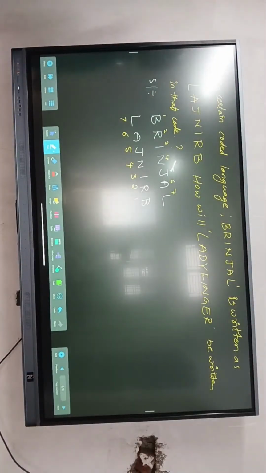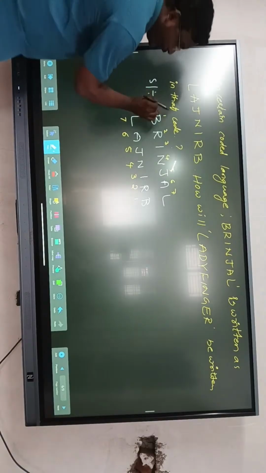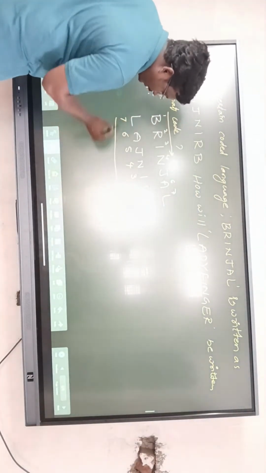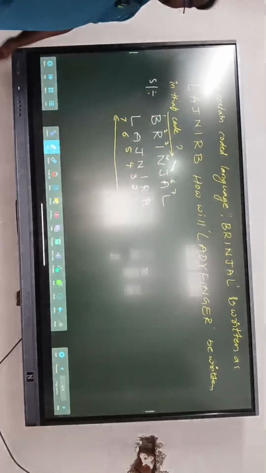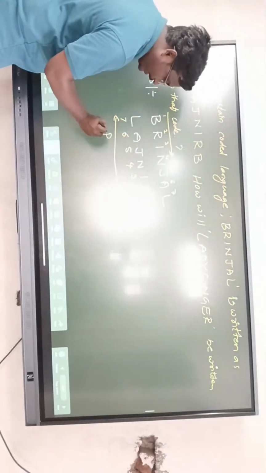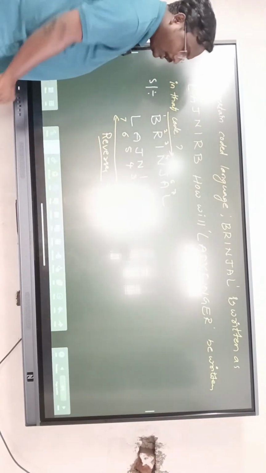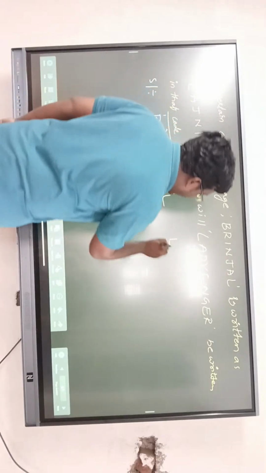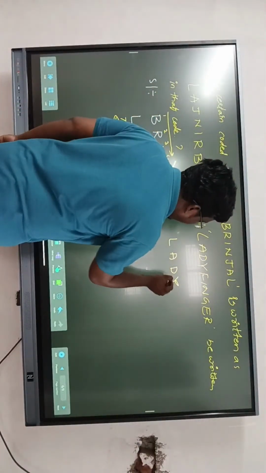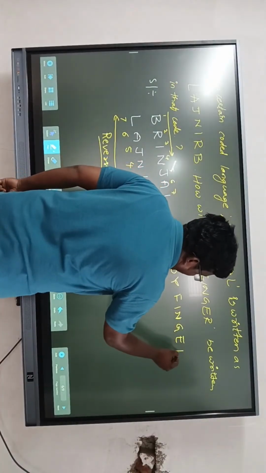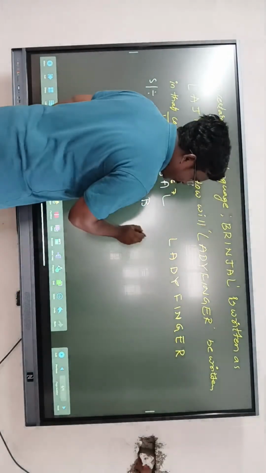B for what here? 1. And then what is that? So it is going in reverse. It is following reverse order. Yes or no? Which order here? Reverse order. Here also we can follow it for LADY FINGER. So reverse order. What is the reverse you will get?